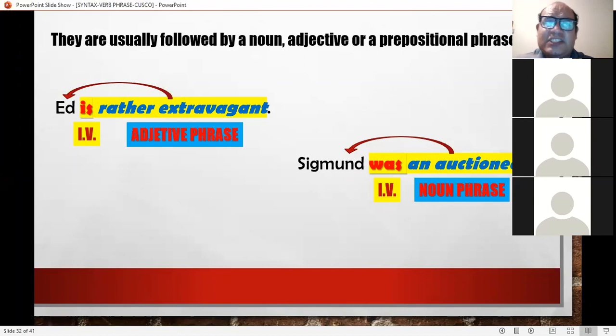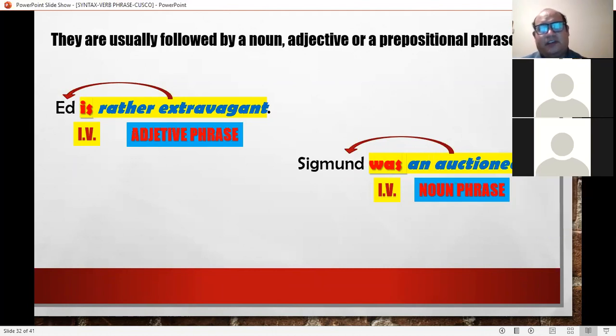So the verb was is just a linker. It's just a connector, because it's not possible to say "Sigmund an auctioneer." So the verb was is just a link. That's why we say these kinds of verbs are also linking verbs. Apart from being intensive verbs, they are also called linking verbs because the function of these verbs is just as a link, no more. It's connecting the subject with some information about the subject. That's all.